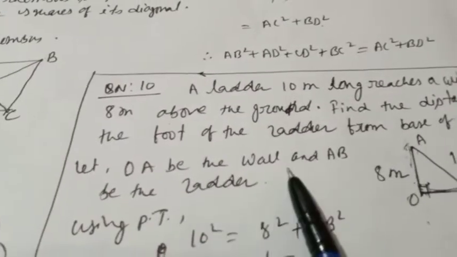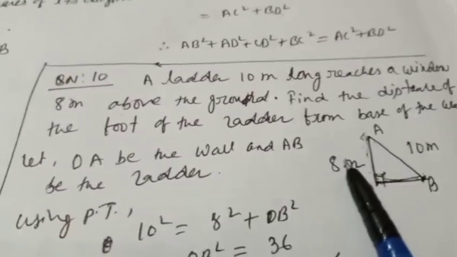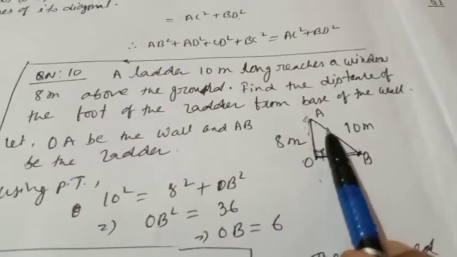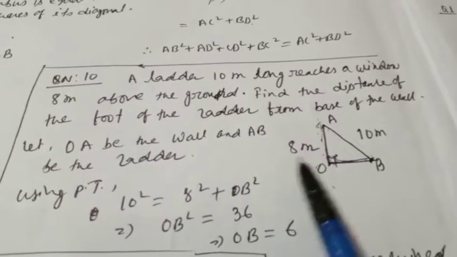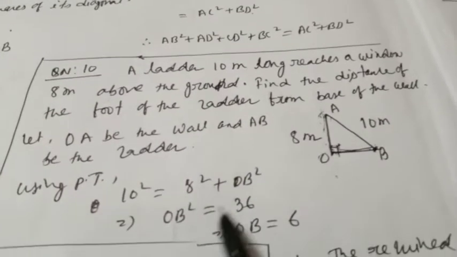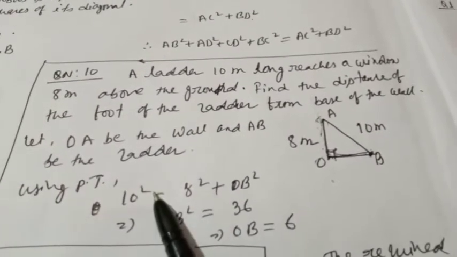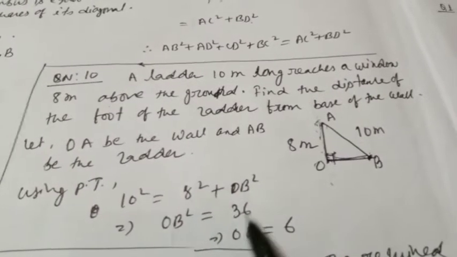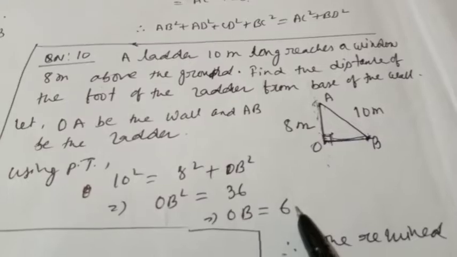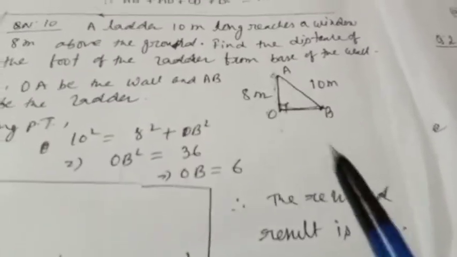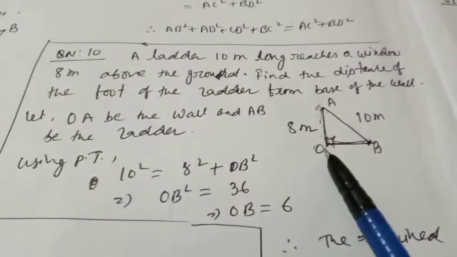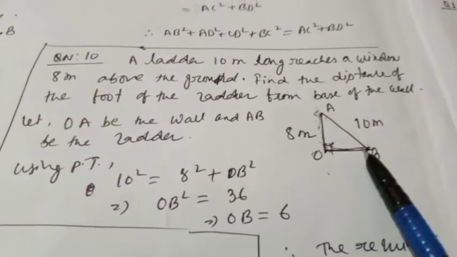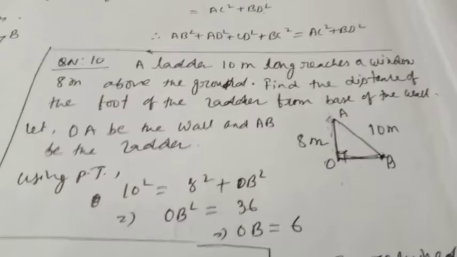So let OA be the wall and AB be the ladder. This is 8 meter and this is 10 meter. Now using Pythagoras theorem, which one is the hypotenuse? AB. So you can write 10 square equals OA square plus OB square. 10 square is 100, OA square is 64. If we transfer this to the other side, 100 minus 64 is 36. So OB is equal to 6. The required result is 6 meter. The distance of the foot of the ladder from the base of the wall is 6 meter.